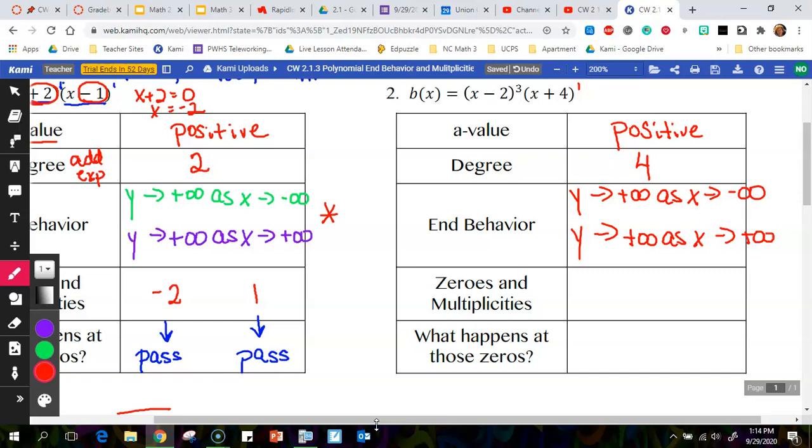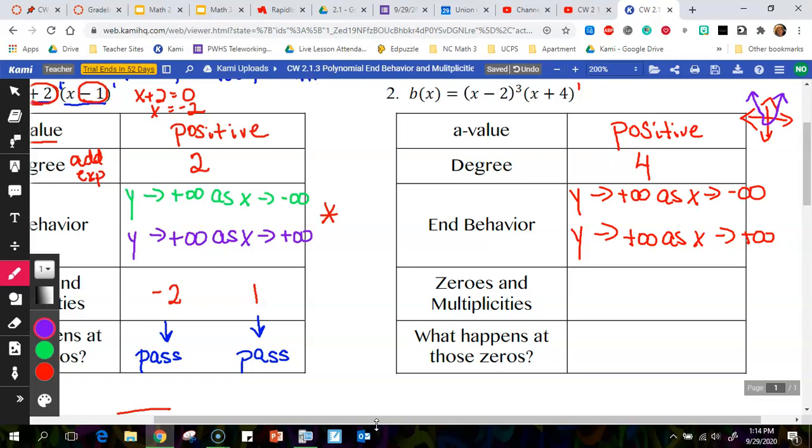Because a positive a value and an even degree, again, is always going to have 2 arrows on either side, and they're both going to be pointing up. Again, this at -2, this thing curves like this, and then at 4, it comes back through. But none of that matters as far as the in behavior. All you're looking at is the arrows.